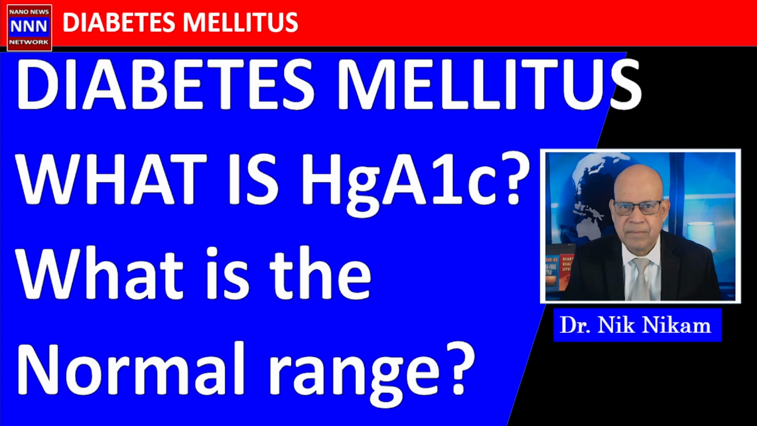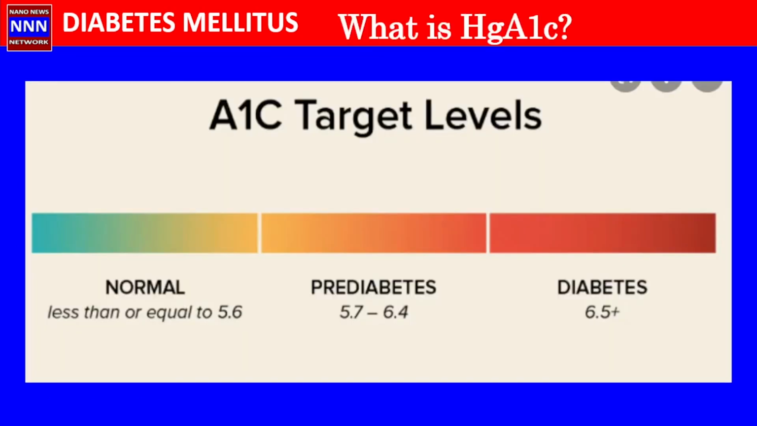So ladies and gentlemen, this is a quick overview of what diabetes mellitus is, how we diagnose diabetes mellitus using hemoglobin A1c level, and how it tells us how well our diabetes is controlled. The key is to make sure that we bring our hemoglobin A1c level below 6.4 or below 5.7, 5.6, so that you can control it with diet and exercise.